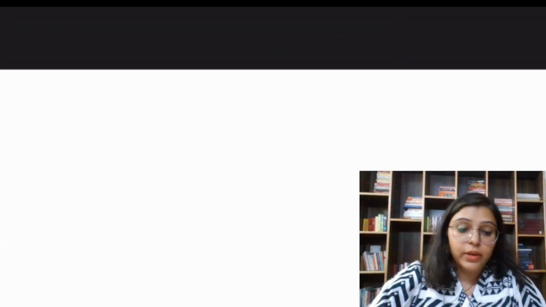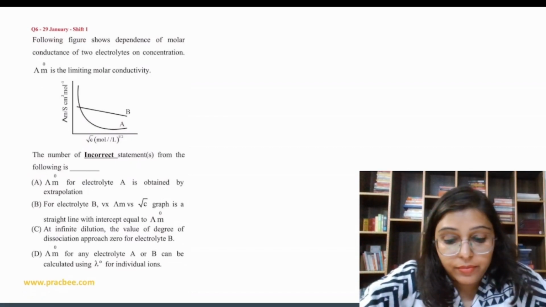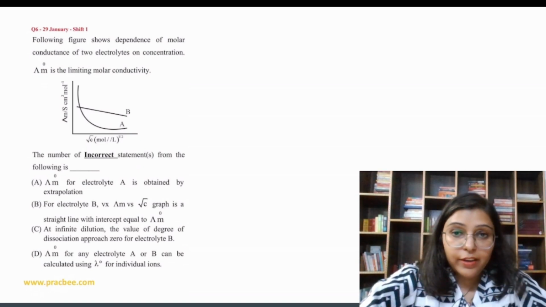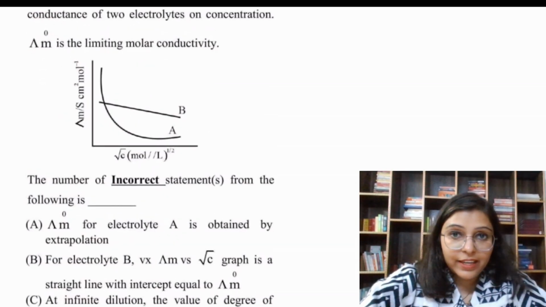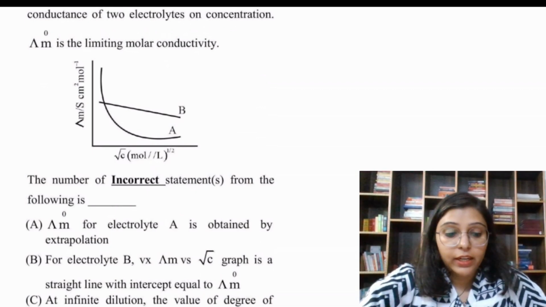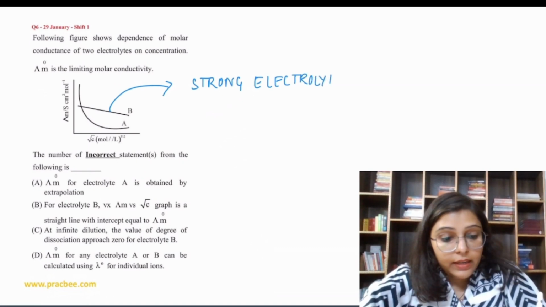Okay. Now let's do the next question. The next question is the graph. Following figure shows dependence of molar conductance of two electrolytes on concentration. If you can see this curve, this is the molar conductivity curve for strong electrolyte and weak electrolyte. B curve is for strong electrolyte, and A curve is for weak electrolyte.